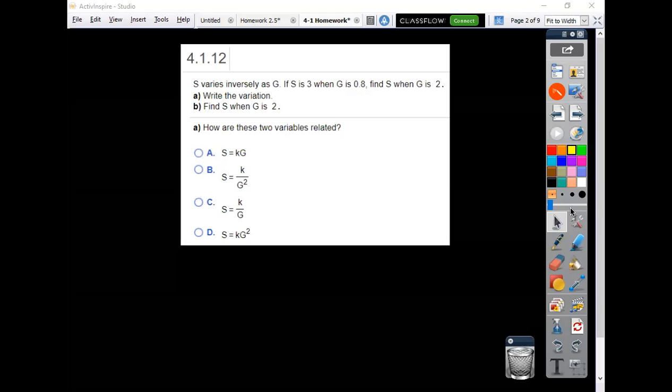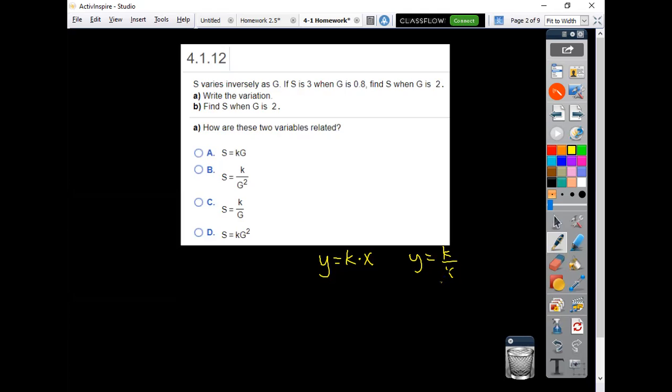Okay, 4.1.12, the last problem. I did a little bit of introduction on what it means to vary directly and what it means to vary inversely. There are different forms of them, but here's what I use for my direct, and here's what I like to use for my inverse as my base equations. If something varies directly, you always multiply by some constant. When it's inverse, I'm always dividing the variable by the constant, or if you want to think of it over here, I'm always multiplying by my input onto that constant for direct.